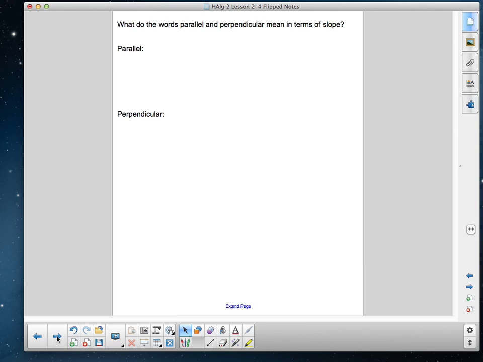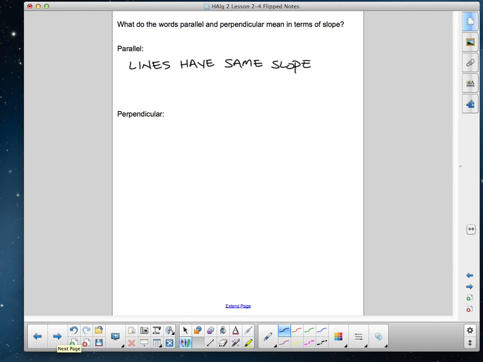Now we talk about parallel and perpendicular lines. Just a quick hit on those. Parallel lines will always have the same slope. Parallel lines will always have the same slope. So they'd both be 2 or both be 4.